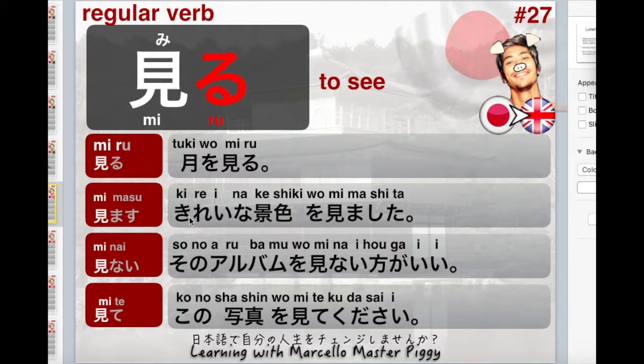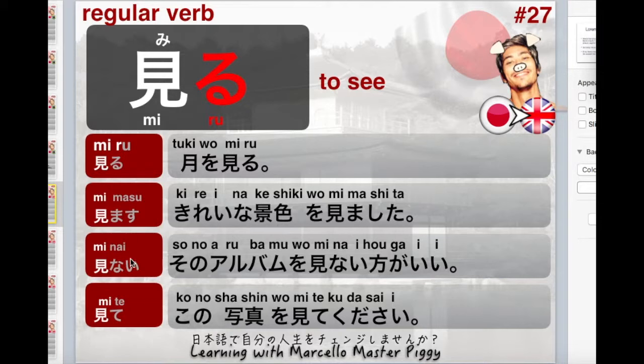For example, きれいな景色を見ました。I saw a beautiful, きれいな beautiful, 景色 means scenery, like a nice scenery, a mountain, whatever you went traveling. So, きれいな景色を見ました。I saw a beautiful scenery.